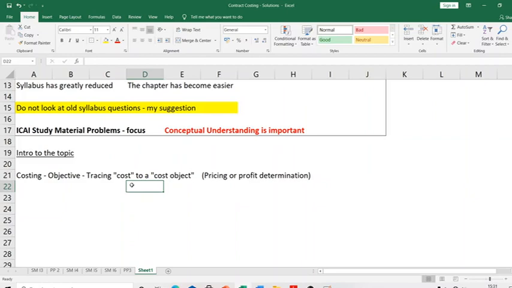So either for pricing, when pricing is what you are planning, or if the price is already fixed and you want to understand the profit out of every item, then for that also you definitely need to find out the cost associated with one unit of the cost object. So either for pricing or for profit determination, this is why tracing of cost is very important.